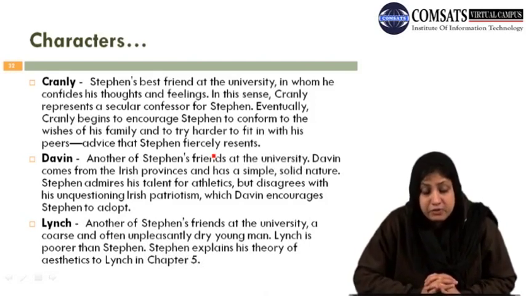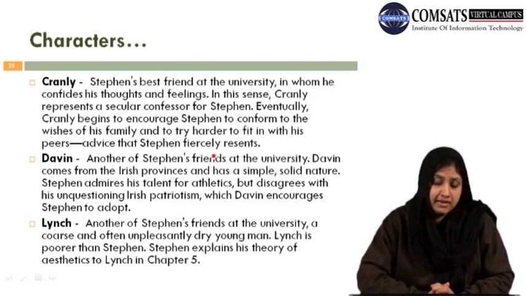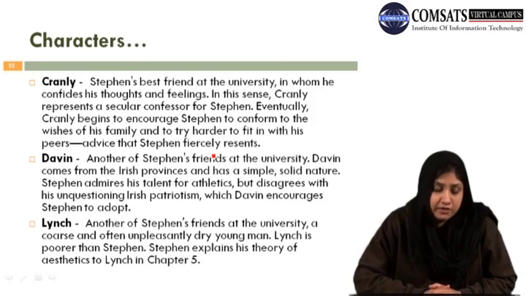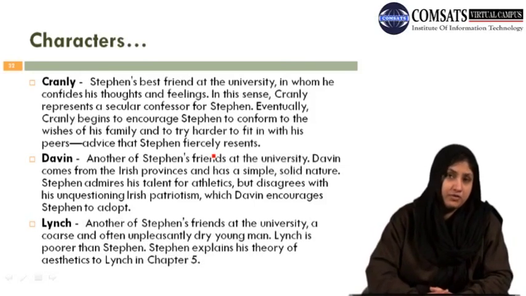Lynch is another of Stephen's friends at the university, a coarse and often unpleasantly dry young man. Lynch is poorer than Stephen. Stephen explains his theory of aesthetics to Lynch in chapter 5.